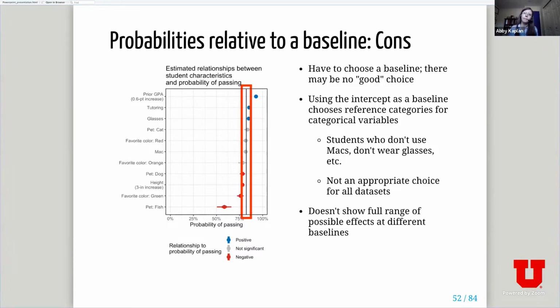And then because we chose one baseline, we're not showing the full range of possible effects at all baselines, right? We're just showing it for one particular baseline.